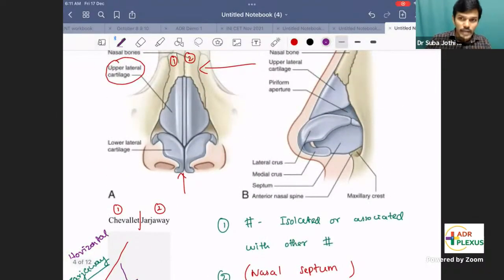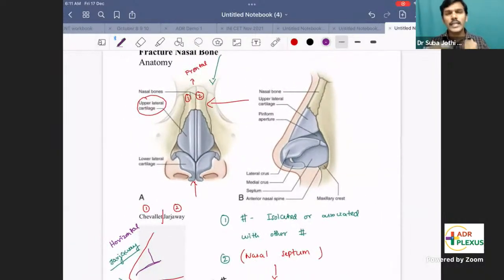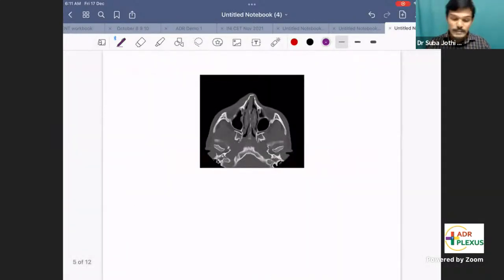So first we studied nasal bone. If the nasal bone is fractured, we should also look at the nasal septum. We can classify nasal septum fracture into two: Chevallet fracture and Jarjavay fracture. So you can answer straight away that Jarjavay is the blow from the front. From below, it is Chevallet fracture. Clear?